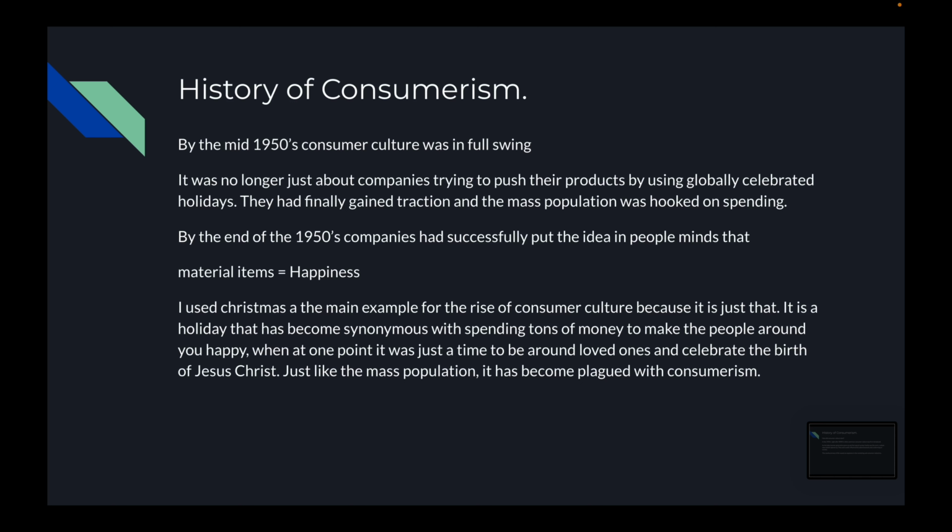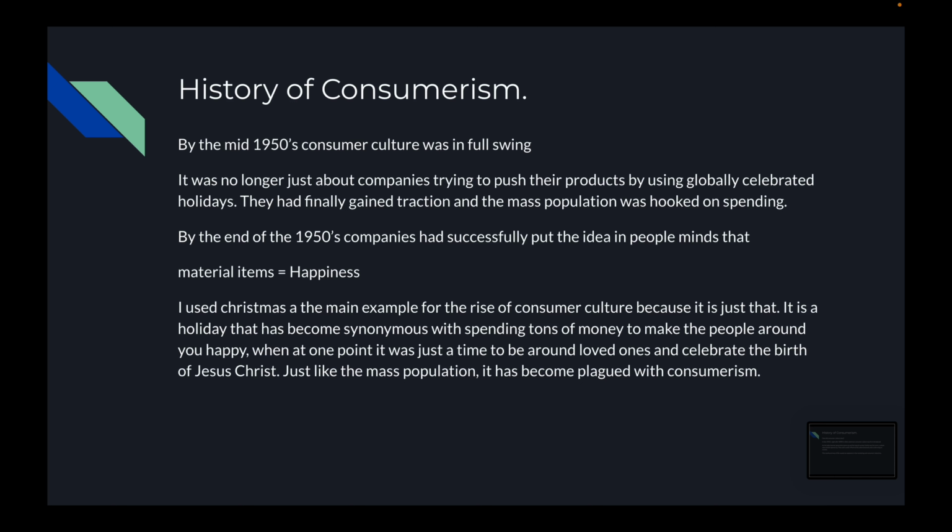By the mid 1950s, consumer culture was in full swing. It was no longer just about companies trying to push their products by using globally celebrated holidays. They had finally gained traction on the mass population, and the mass population was hooked on spending. By the end of the 1950s, companies had successfully put the idea in people's minds that material items equal happiness.